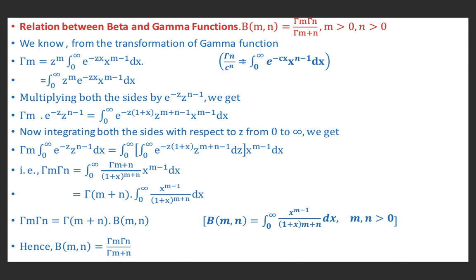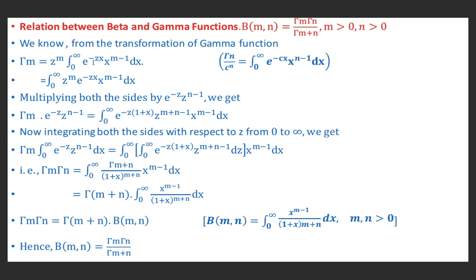And then if we cross multiply, we may bring z raised to m to this side. We may shift this to the right side. So gamma m is equal to z raised to m times the integral from 0 to infinity of e raised to minus zx x raised to m minus 1 dx.